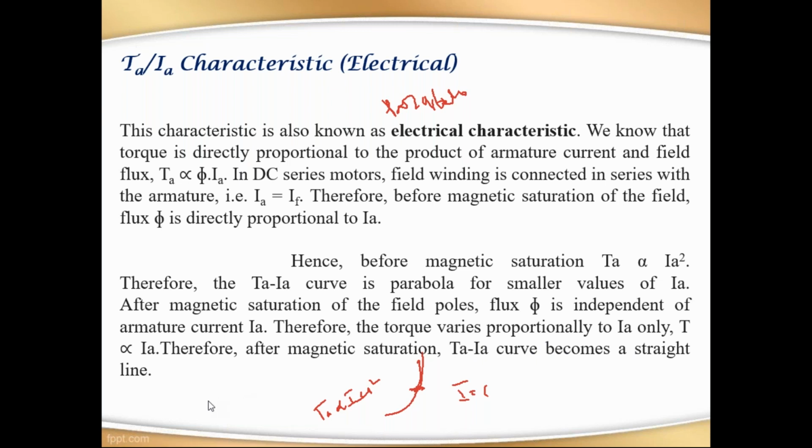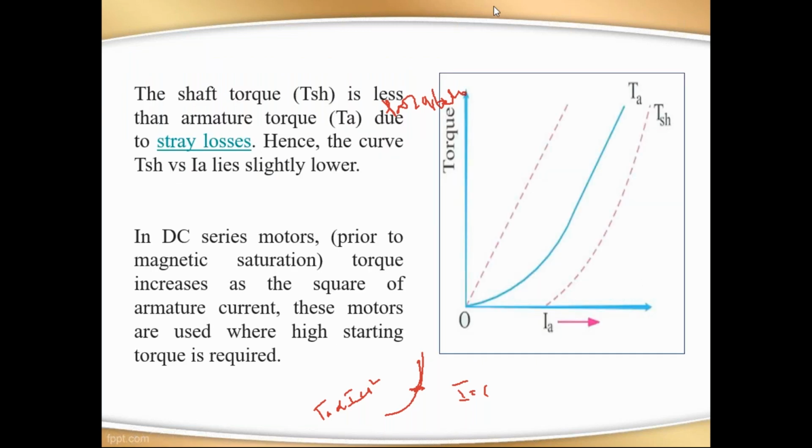Now let us see how this graph looks. This is the graph of the electrical characteristics of a DC series motor that we just discussed. Up to this point, which is called the saturation point, the machine works normally and takes current. Once the saturation is reached, it needs no more current. It is continuously running. In the region before this point the armature torque is directly proportional to Ia square, which is why this curve has a parabola shape. It looks like a parabola.